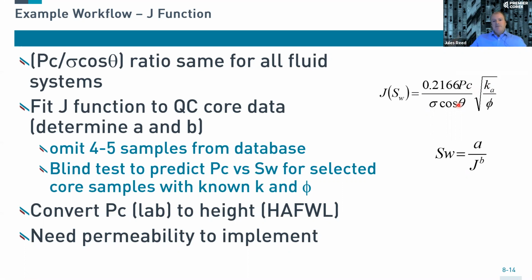And so apparently very different capillary pressures could all collapse onto one or a fairly unique line, potentially, if you've got a similar rock type or homogeneous reservoir.